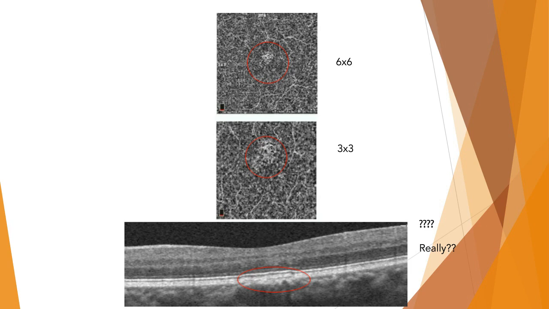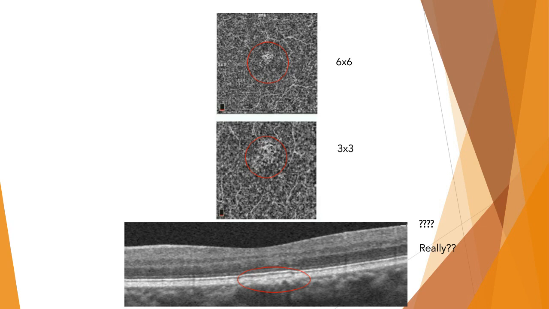If you want to magnify that image, you can go to the 3x3, and you can see how you can really illustrate the characteristics of the CNV better. And I really always like to say, really look at that B scan. Who would have thought? Since the advent of OCTA, a new term called non-exudative occult CNVs has been created because this is kind of a new entity that was not known before the advent of OCTA.